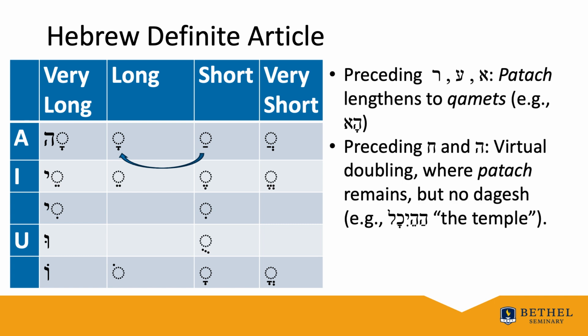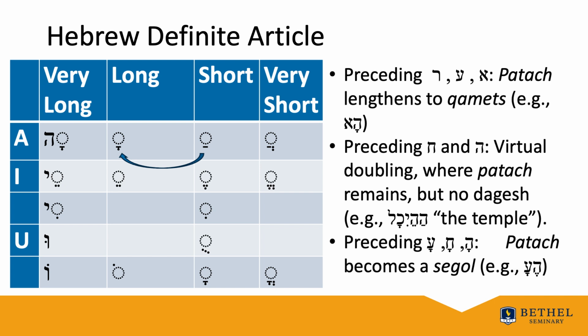For example, when the definite article is preceding a word that begins with a hey or a chet, there's something called a virtual doubling in which it remains a patach, but we kind of know that it must have doubled in theory. In other instances, when the definite article precedes a word beginning with a hey, chet, or ayin with a kamatz under it, it actually doesn't lengthen to a kamatz, but now instead it lengthens to a segol with a sound.